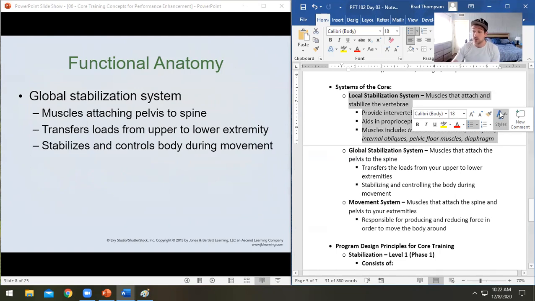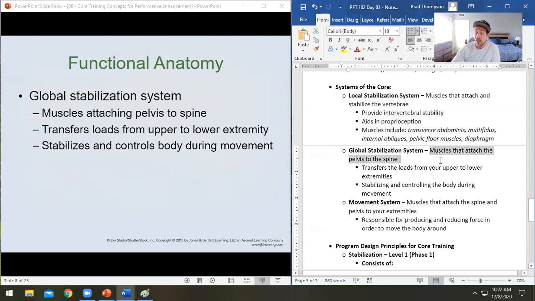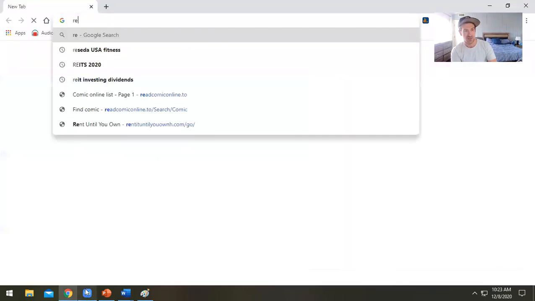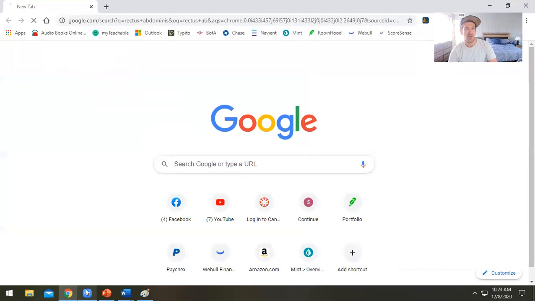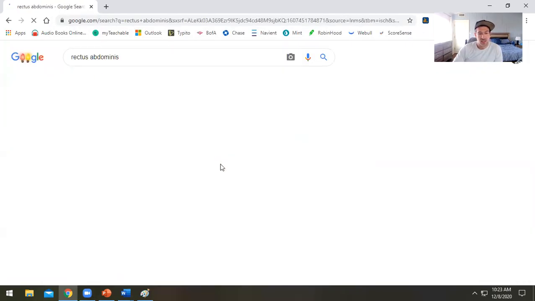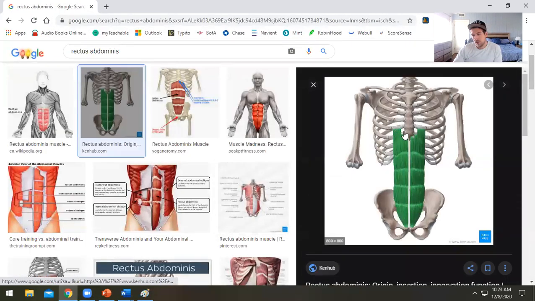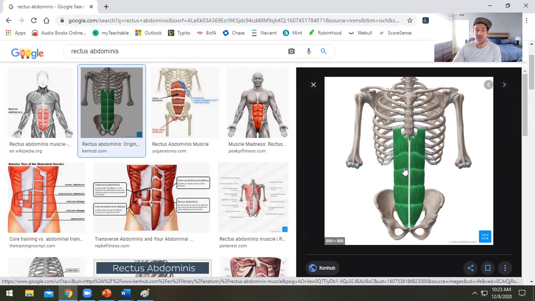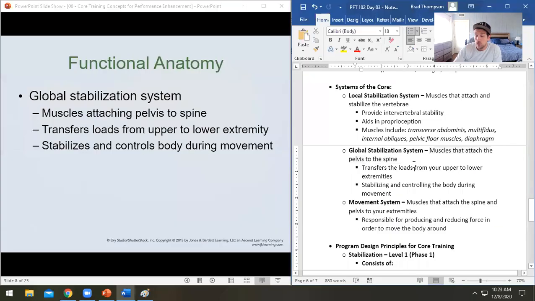Then we've got our global stabilization system. These are the muscles that surround, they're on the outside layers, right? These are muscles that attach your spine to your pelvis. So when I look at my rectus abdominis, right? That is attaching this upper part of my rib cage down to the bottom part of my pelvis. So that's going to wrench this down this way and this up this way. And that's going to create spinal flexion, right? So my rectus abdominis is going to move my spine.